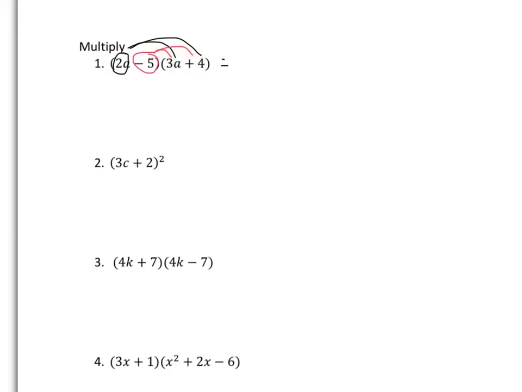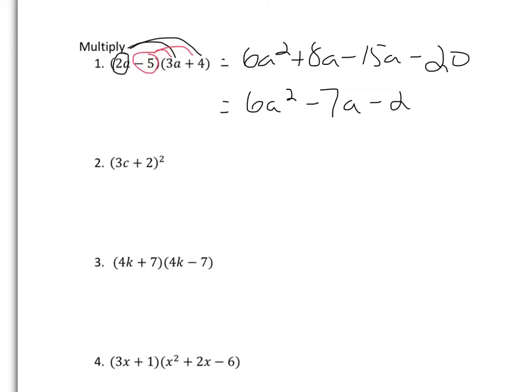All right, so we'll work it out, and we're going to get 6a squared plus 8a minus 15a minus 20. Okay, now once you get there, you simplify whatever you can simplify and just leave the results. So 6a squared you can't combine with anything. We're going to get negative 7a minus 20.